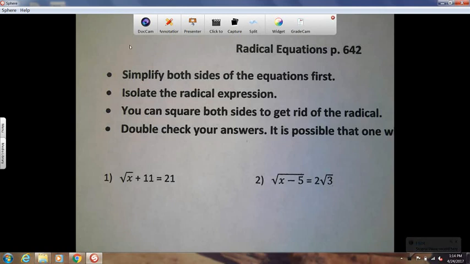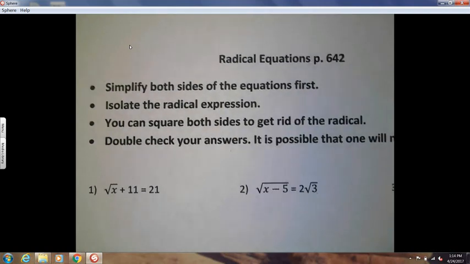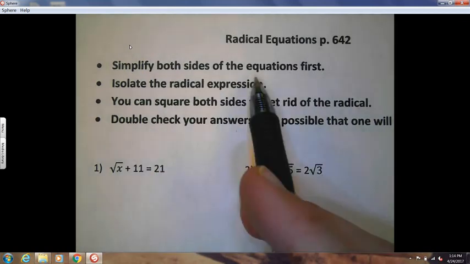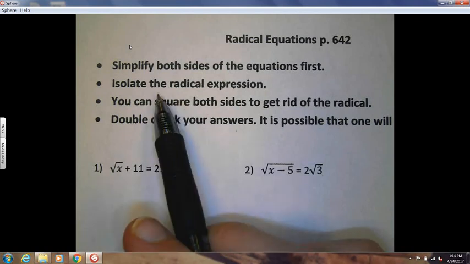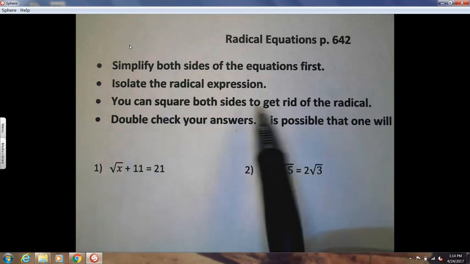Okay, looking at radical equations, I'm going to see if I can simplify on either side of the equation first. I want to isolate the radical expression, and then I can square both sides to get rid of the radical, and then you can always double check your answers. And you need to double check your answers every time. It's possible that one of them will not work.